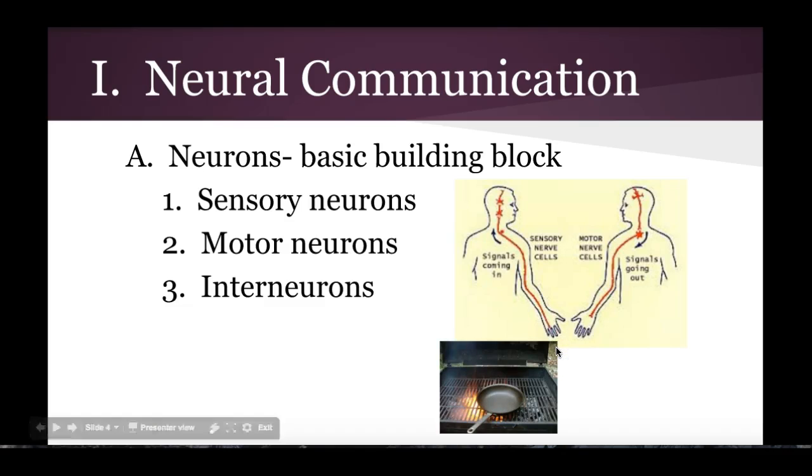For example, if I'm seeing this hot pan here, maybe I go to pick up the handle, and my sensory neurons tell my brain that this is a hot pan, which the interneurons will then take and pass to my motor neurons and move my hand away. So, sensory neurons take information in, interneurons pass that information on to the motor neurons, which then move my body parts.